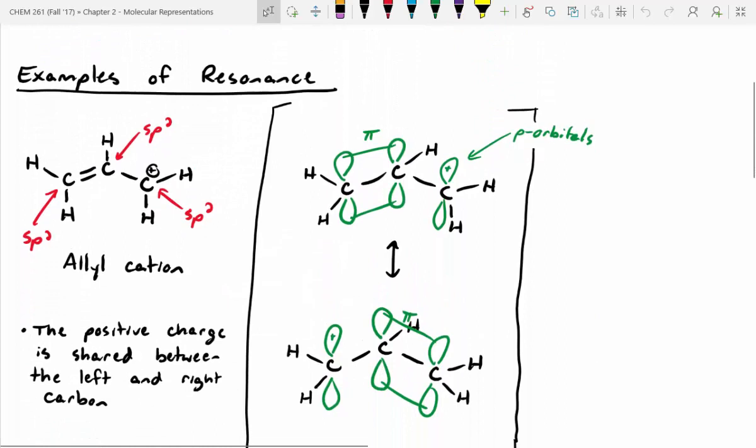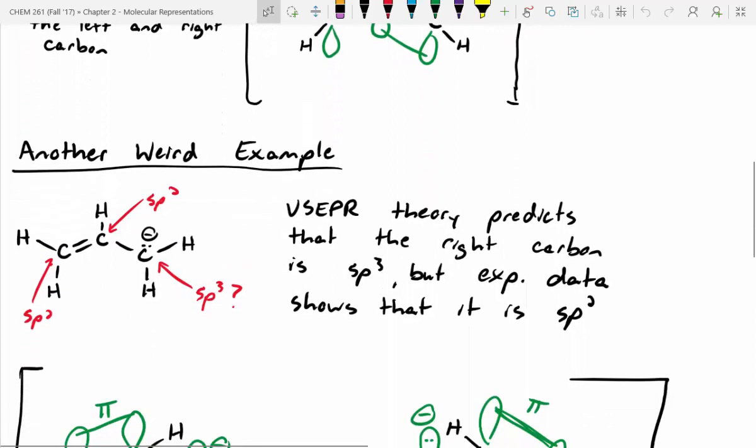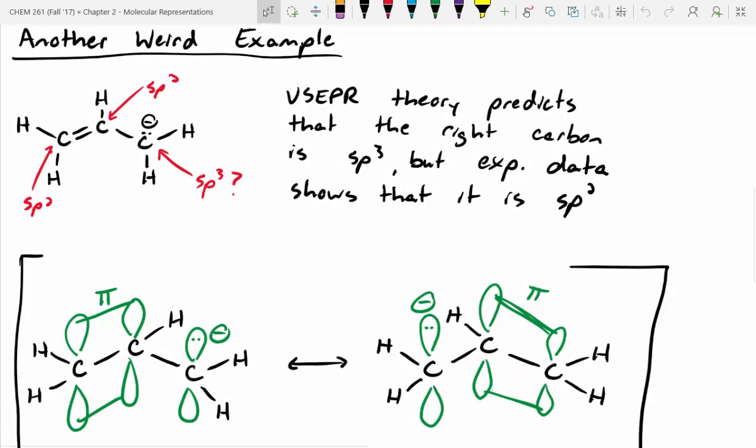So we went through two examples. The first one was the cationic example where that carbon on the right with the positive charge actually shares a positive charge with the carbon on the left. And then we saw another weird example where we had a carbon with a negative charge in a lone pair. And in this case, we said that it's not sp3, it must be sp2 in order to delocalize that negative charge. So that carbon doesn't follow our normal VSEPR rules. We have to account for the movement of electrons.